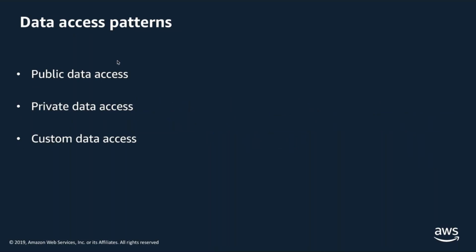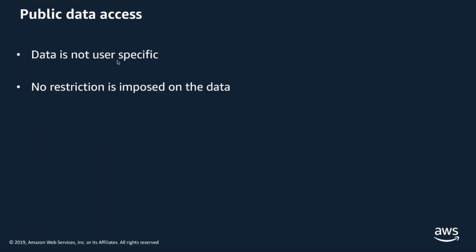When it comes to identity management and accessing data, you have multiple data access patterns: public data access, private data access, and custom data access. Let's take a look at each one of those in a little bit more detail. Public data access, the data is not user specific, and there's no restriction imposed on the data. This means that anybody, whether authenticated or not, is free to look or use that data.